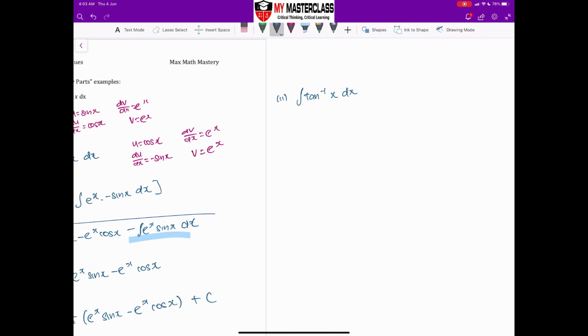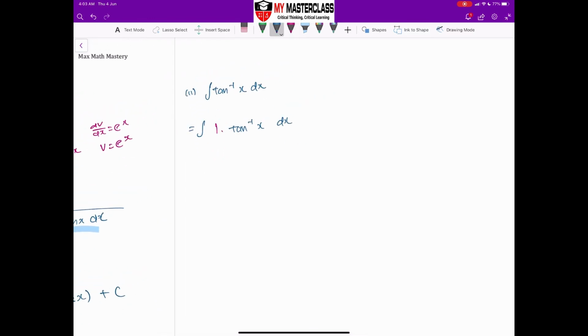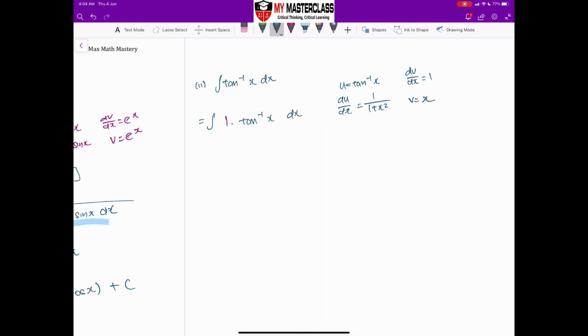So when you see a tangent inverse or a ln, things that you cannot integrate straight, but you can differentiate very easily, I will do this. I will introduce a 1, so that it doesn't affect the formula. Basically my u will be equal to tangent inverse x here, so du dx will then be 1 over 1 plus x squared. My dv dx will then be equal to 1, and v is equal to x. So basically I introduce a variable for me to integrate so that I can differentiate tangent inverse very easily.